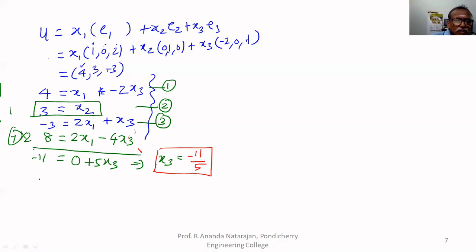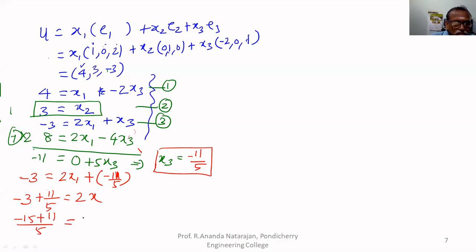Now we have to find x1. Substitute minus 11 by 5 in place of x3: -3 equal to 2 times x1 plus x3, minus 11 by 5. So what you will get? -3 plus 11 by 5 equal to 2x1, or minus 4 by 5 equal to 2x1. This implies minus 4 by 10 equal to x1.